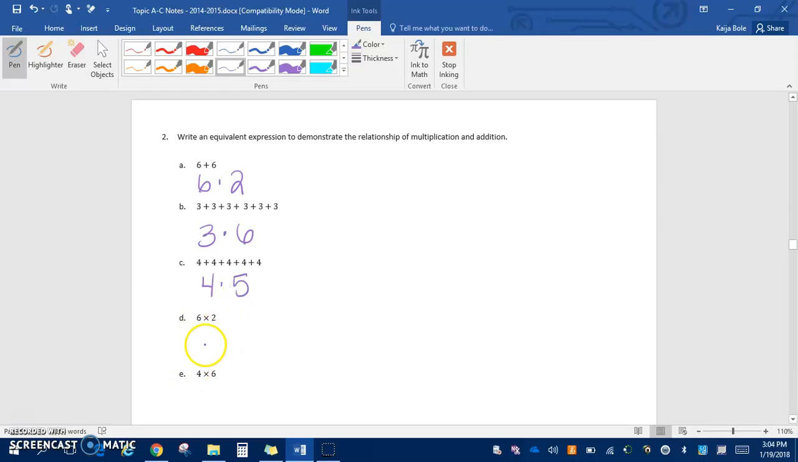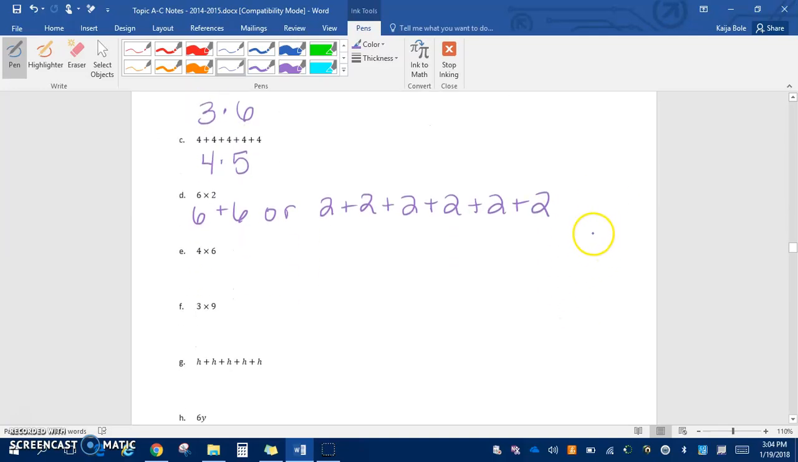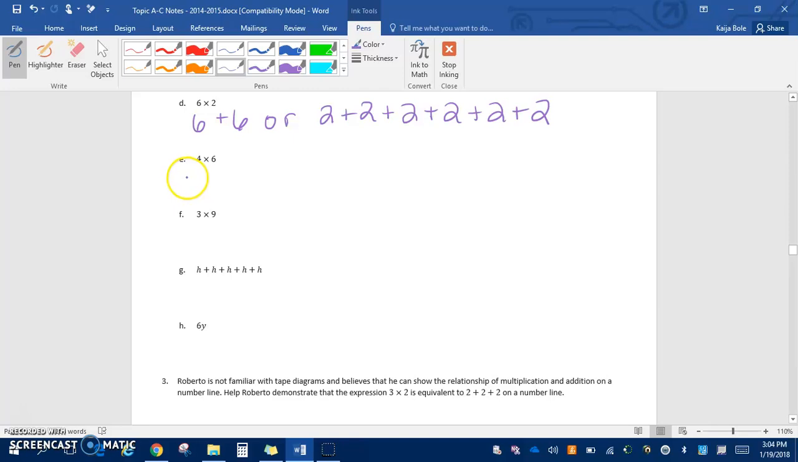Now here they gave us the multiplication, so with multiplication you could look at them 2 ways when rewriting them as addition. You could have 6 two times would be 6 plus 6, or you could do 2 added up 6 times, which would be 2 plus 2 plus 2 plus 2 plus 2, one more, plus 2. Alright, if you look at the next one, same idea. This could be 4 added up 6 times, so 4 plus 4 plus 4 plus 4 plus 4 plus 4. Or it'd be 6 added up 4 times, which would be 6 plus 6 plus 6 plus 6.